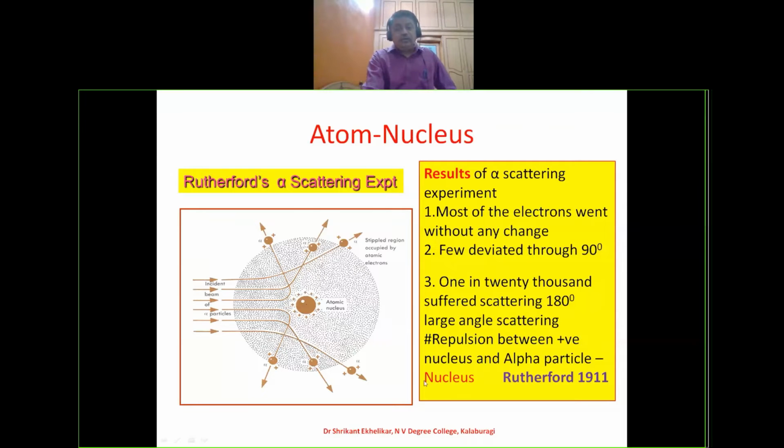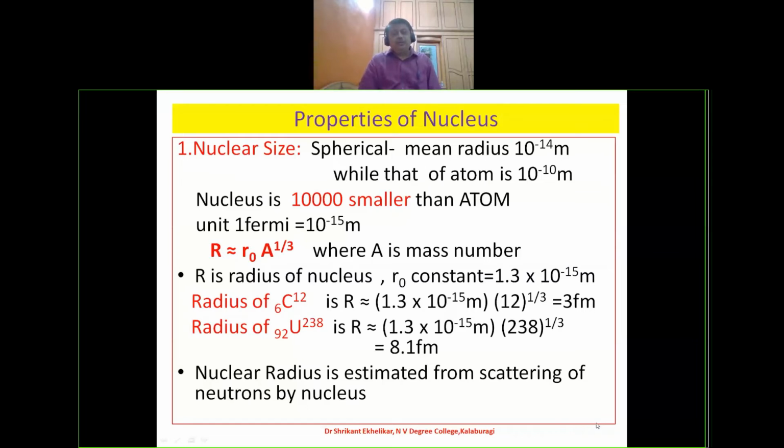Then Rutherford named this center of the atom as nucleus in the year 1911, as a result of the alpha scattering experiment. And the atom itself is very small, which you cannot see directly. The atom dimension is 10 raised to minus 10 meters, very, very small.